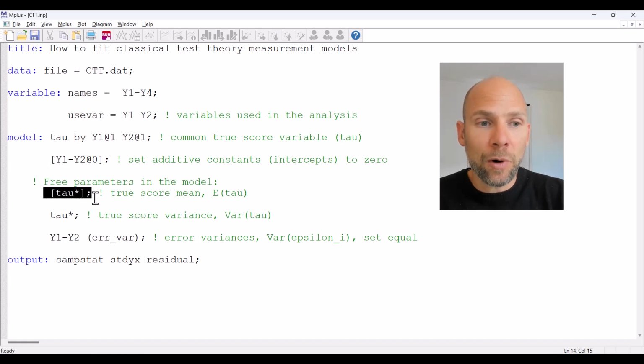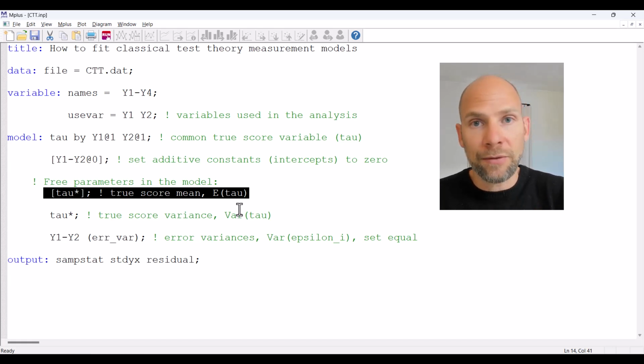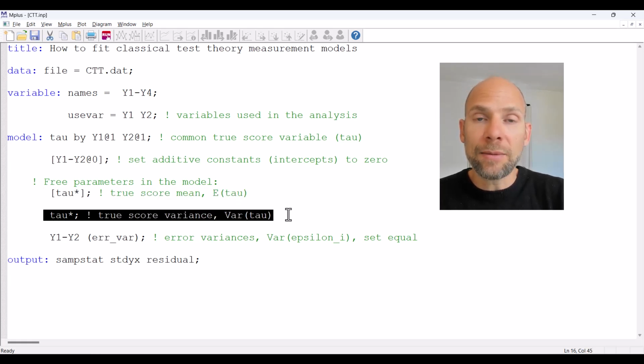You can see that 1 is the true score mean, so the mean of the common factor, which is estimated, and that represents the common mean that applies to all variables under this model, assuming that the variables have equal difficulty. Also, the true score variance is estimated using this command. And that's a key parameter of interest because the true score variance allows us to determine the amount of true inter-individual differences between people. So this is the variance component that reflects true differences between people as opposed to measurement error differences, which are also estimated.